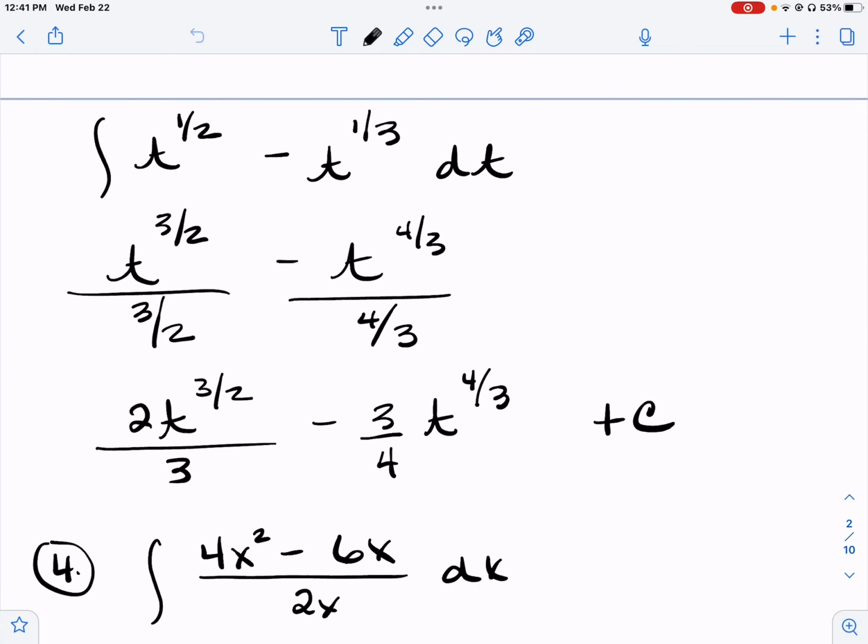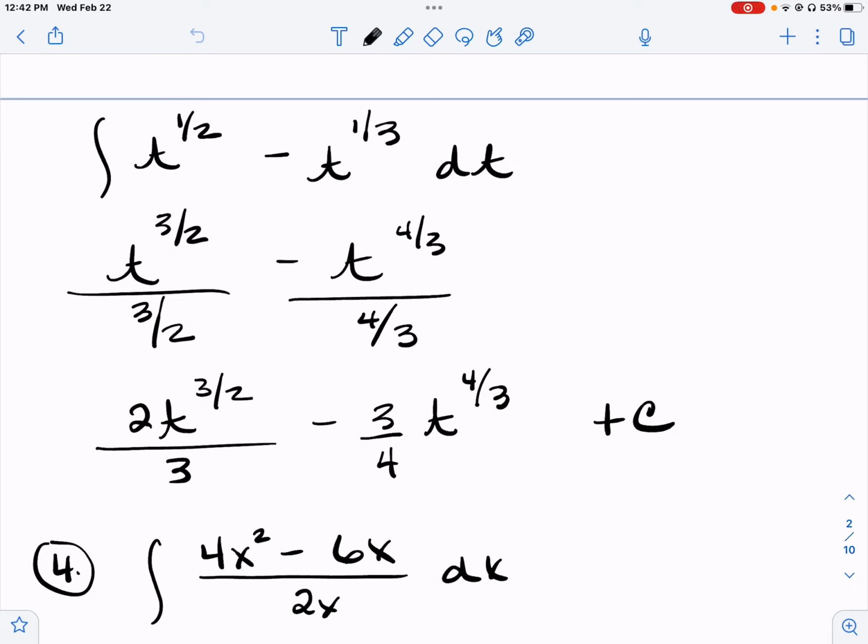Now we're ready to integrate. 1/2 plus 1 is 3/2. Divide by 3/2. 1/3 plus 1 is 4/3. Divide by 4/3. Divide by 3 over 2 is times by 2 over 3. Divide by 4 over 3 is times by 3 over 4.